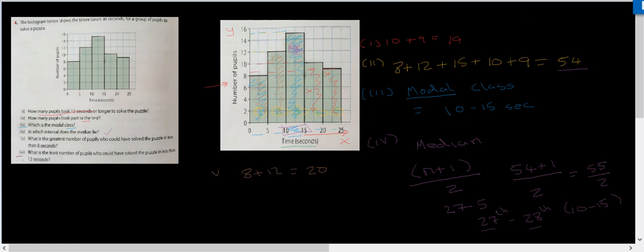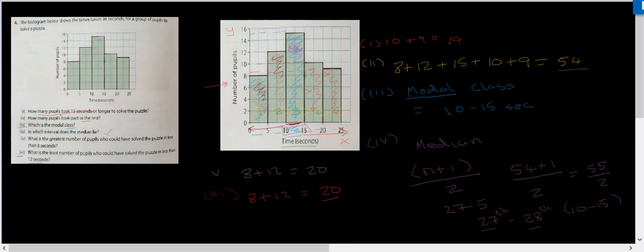Then let's go to the last part of this question. What is the least number of pupils who could have solved the puzzle in less than 12 seconds? So again, the least number in less than 12 seconds. It's everything below this group, so it's going to be the same: this group here and this group here. So it's going to be 8 plus 12, which is equal to 20. So that's that one as well, and that's the last question.